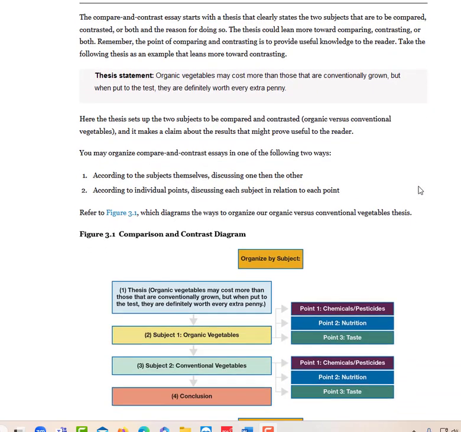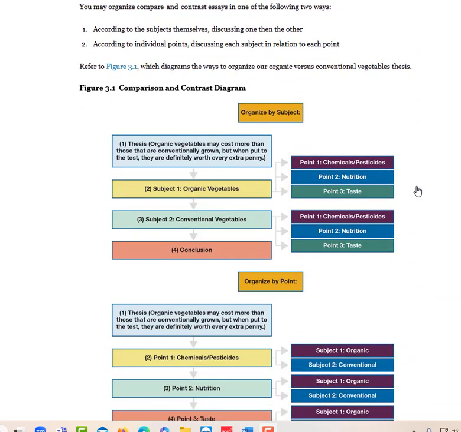So for compare and contrast, you can either do it point by point, or you can do it subject by subject. For instance, if you're going to compare organic vegetables versus conventional vegetables, first you would talk in one paragraph about organic vegetables, about the chemicals, nutrition, and taste. Then you talk about conventional vegetables, chemicals, nutrition, and taste, and then you have your conclusion. This is known as the block method.